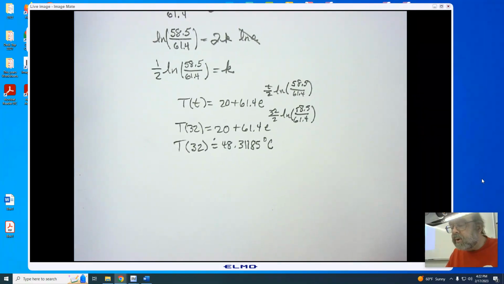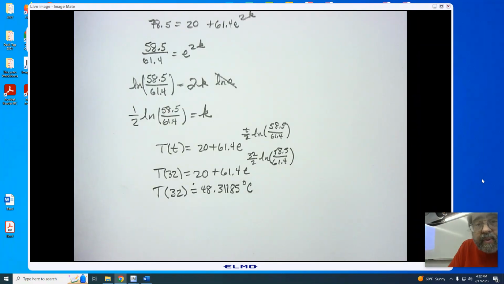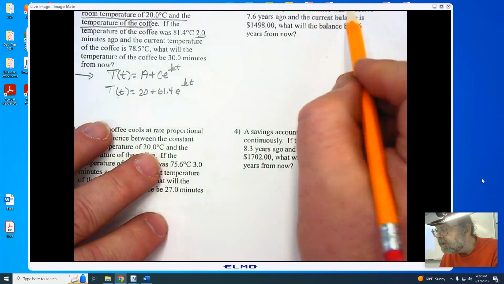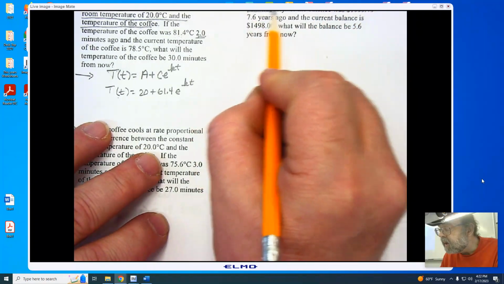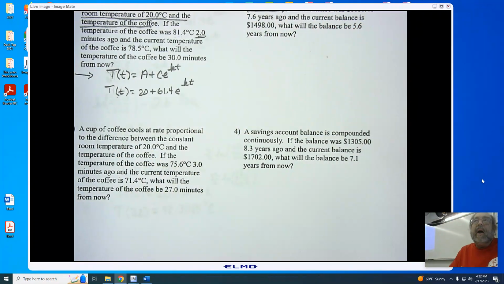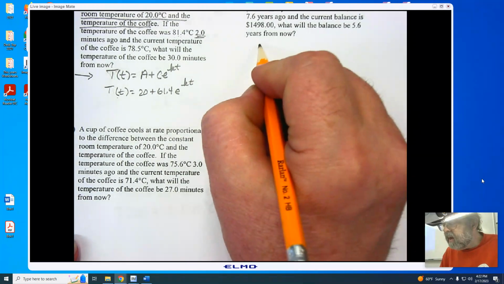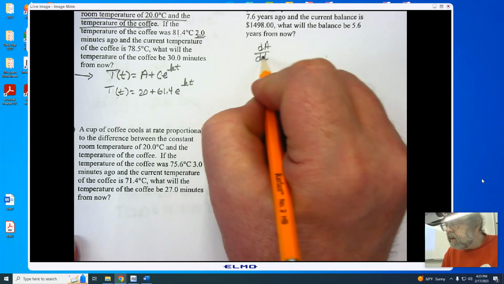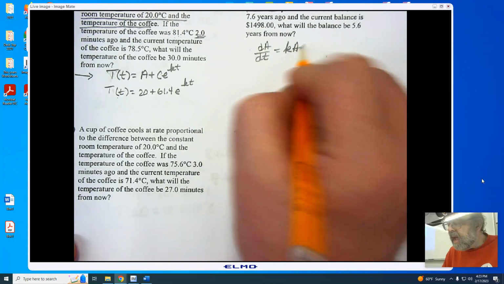Now, question number 2 is trying to help you to realize that it is exceedingly different. In fact, very different. If you look, it's compounded continuously. That means that the rate of change of the account is directly proportional to the amount in the account. And that gives me dA/dt is equal to kA.